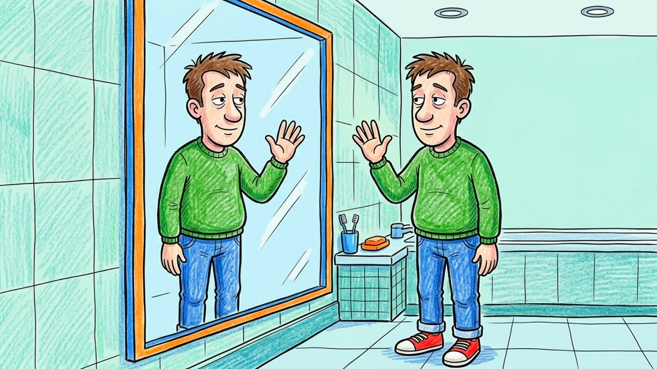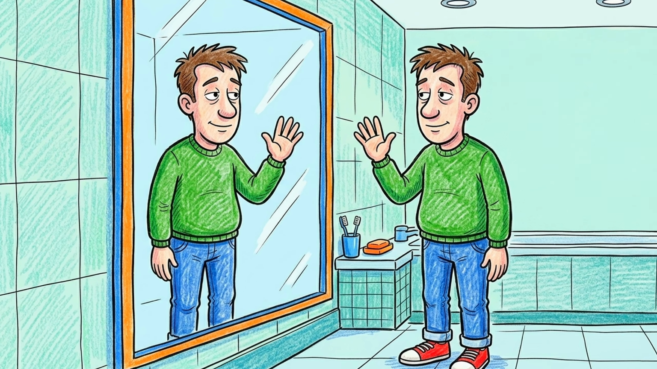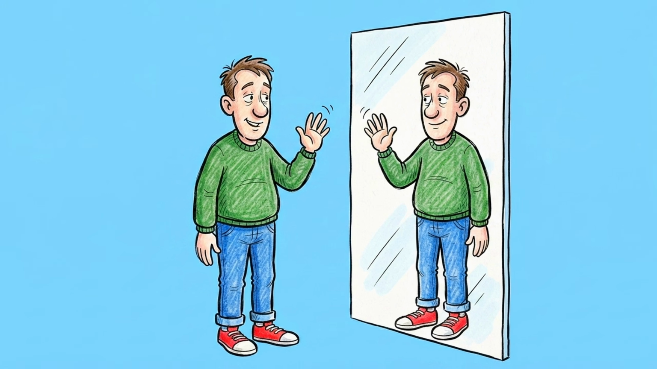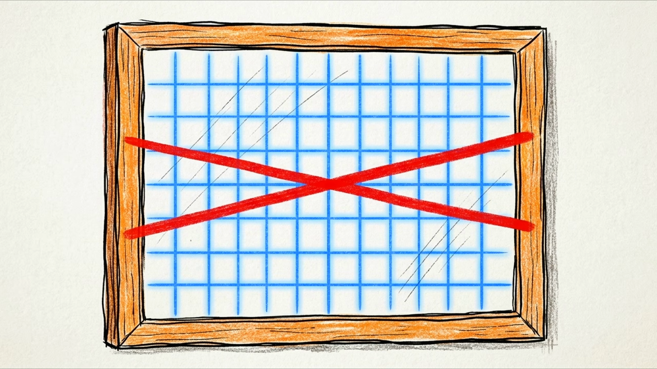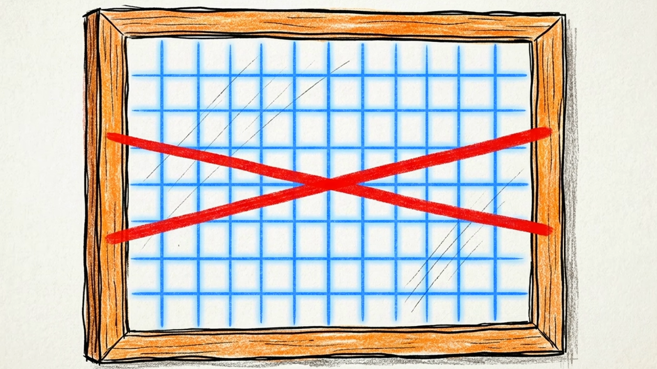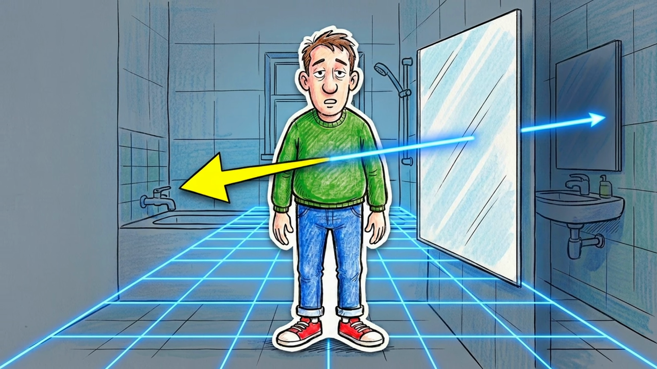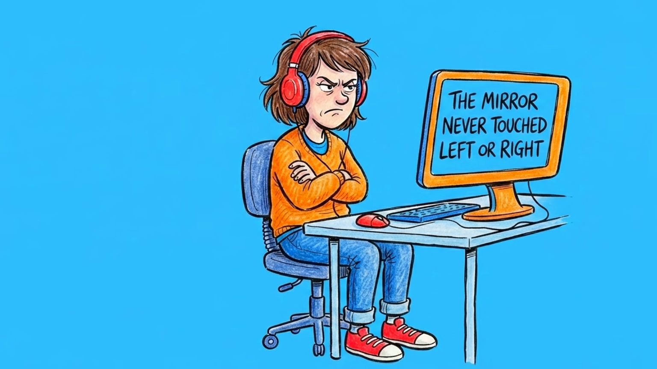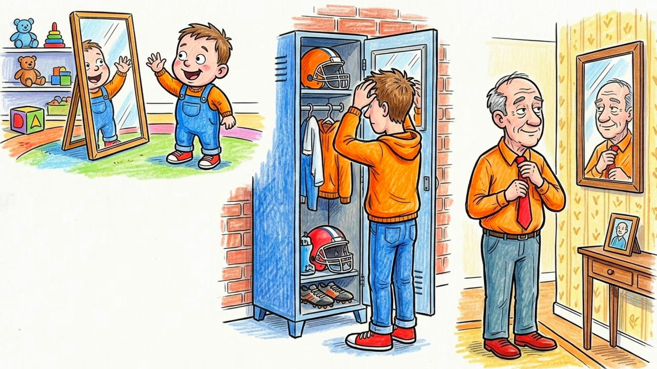You raise your right hand to wave at your own reflection. The figure in the glass raises what looks like its left hand back. The mirror never touched left or right. It only ever flipped depth. That sentence probably sounds wrong. You've waved at mirrors your whole life.